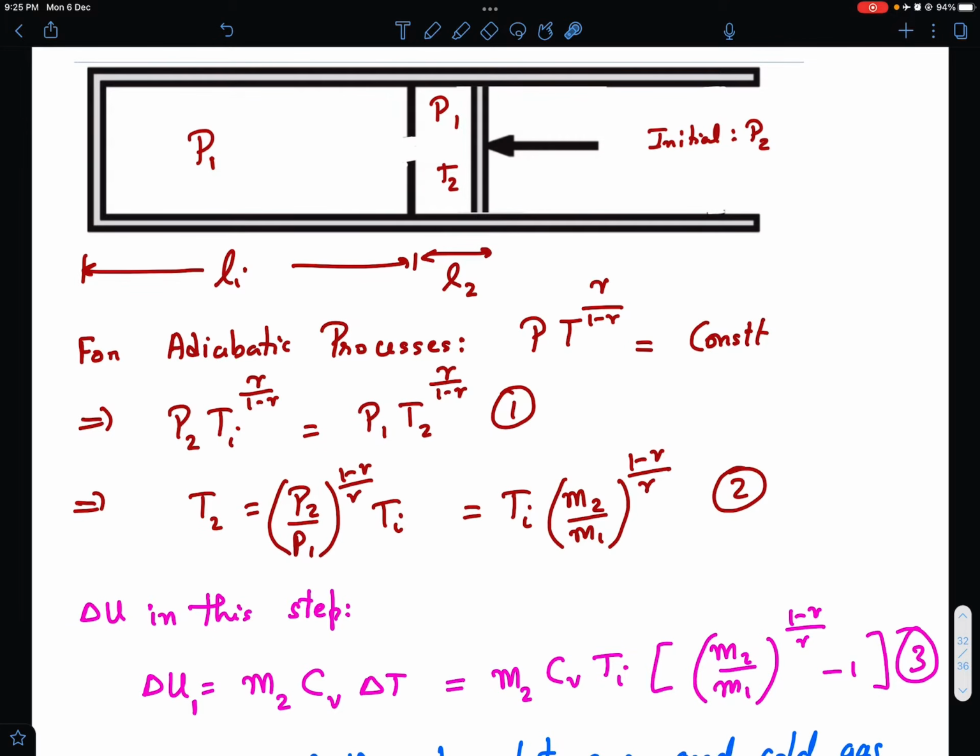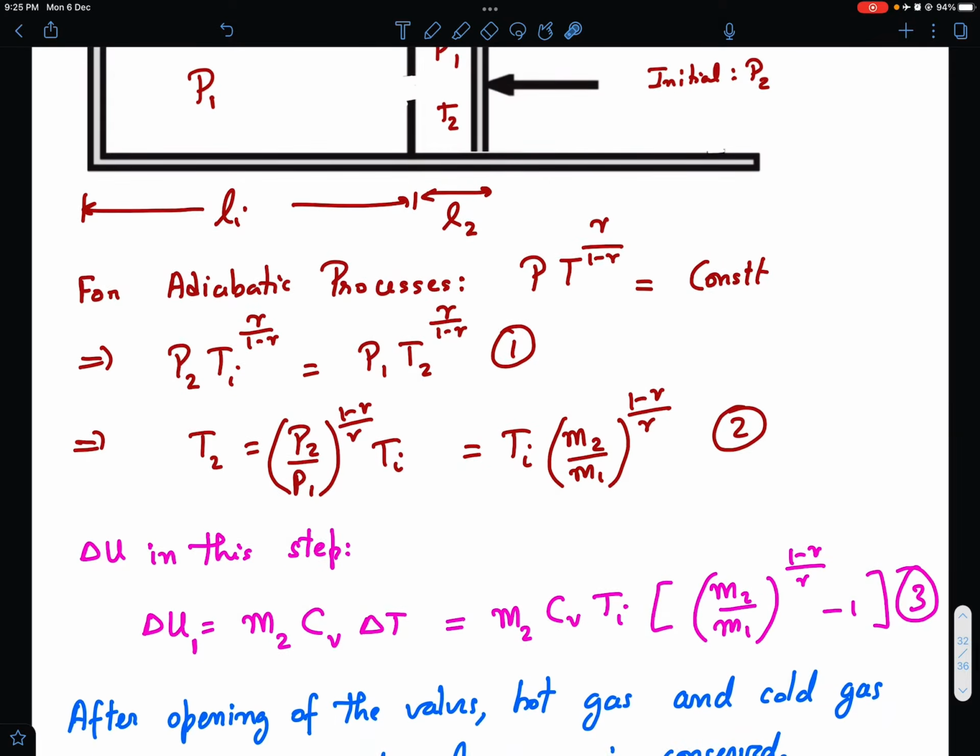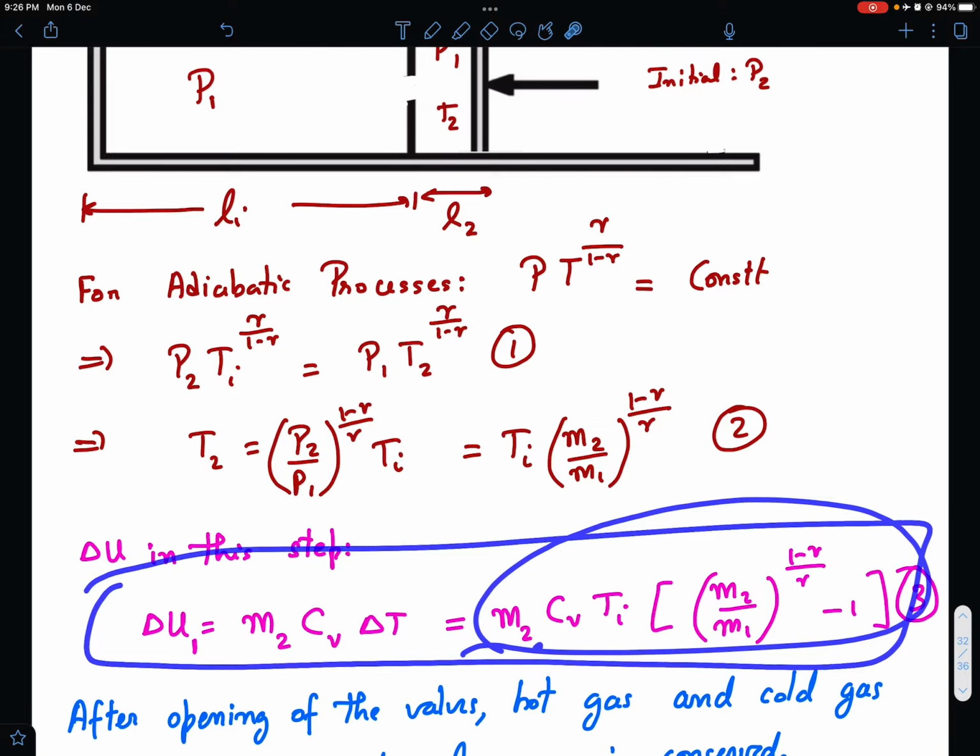Now delta U in this step will be what? Delta U will be M2 CV delta T, M CV delta T. Okay, just like there you have N CV delta T when molar specific heat is given. So now until the valve has opened, whatever internal change is happening, that's happening only for the right chamber. And that mass is M2, so M2 into CV into delta T, that is the delta U for the right chamber. Okay. Now I can substitute for delta T. So final temperature in the right chamber is this one, and the initial temperature was Ti. So just subtract and then substitute. So this is our delta U in the first stage.